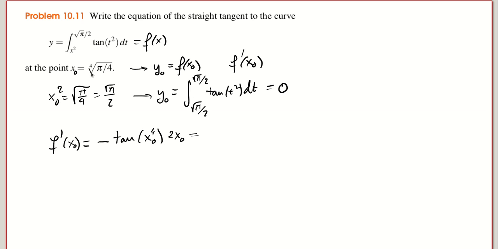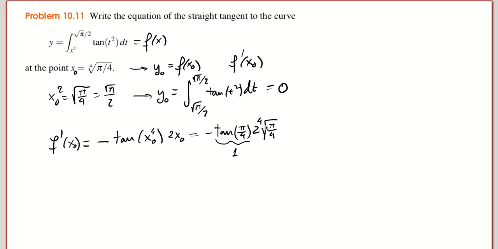So if x0 is the fourth root of this, then x0 to the 4 is pi divided by 4. So we have minus the tangent of pi divided by 4 times 2 times the fourth root of pi divided by 4. Okay? Now, the tangent of pi divided by 4 is equal to 1, right? The fourth root of 4 is the square root of 2, okay?